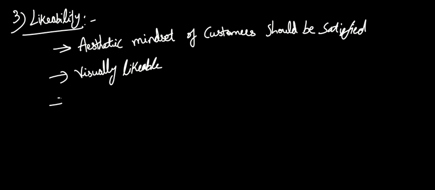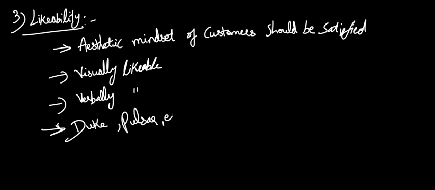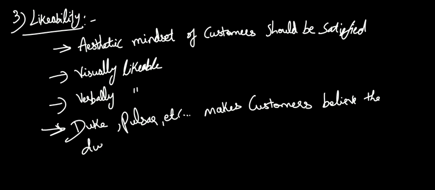Not only visually, it should be verbally likable. Again, verbally it should be likable, and in other ways. Something like a brand name like Duke or Pulsar, etc., makes customers believe about the durability of the product, and it gives a sense of satisfaction in buying the product. That is likability.